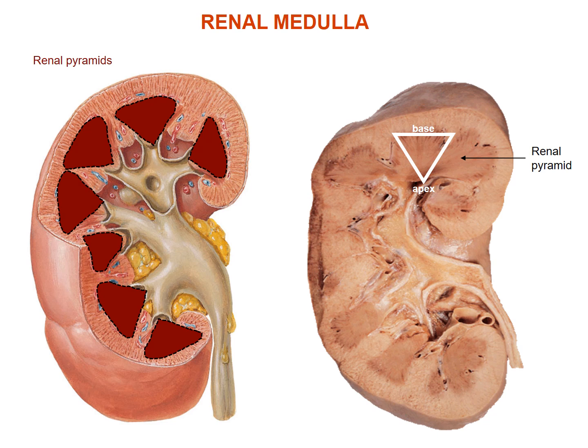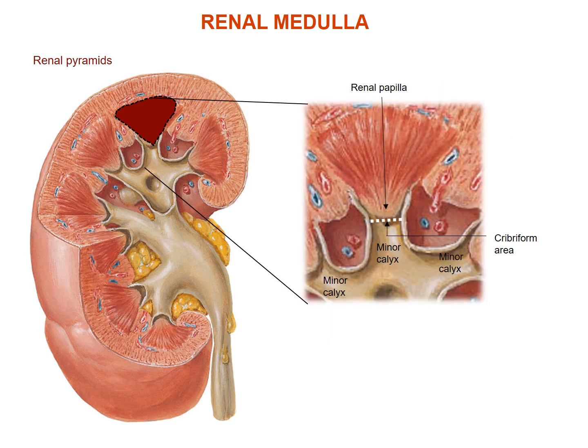The renal medulla consists of renal pyramids. The renal pyramids are conical or pyramidal structures with a peripheral base and an apex. The apex of the renal pyramids projects into the minor calyx as a papilla. The renal papilla has a perforated tip called the cribriform area. Each kidney usually contains 10 to 12 renal pyramids.